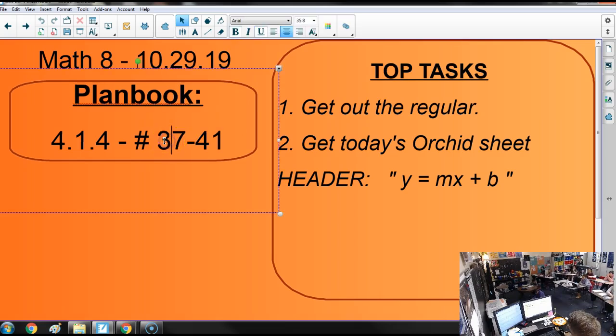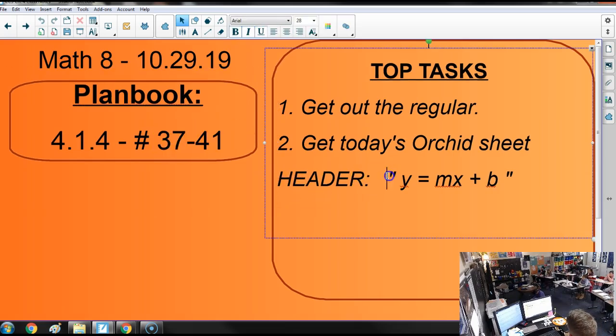Please make sure that you got homework written down, a plan book, and header on your paper. It's an easy header today. Y equals mx plus b. You can put a little multiplication symbol in here if you want, but you don't need to. And this could be plus or minus. You could make it that plus or minus symbol, but you don't need to right now.